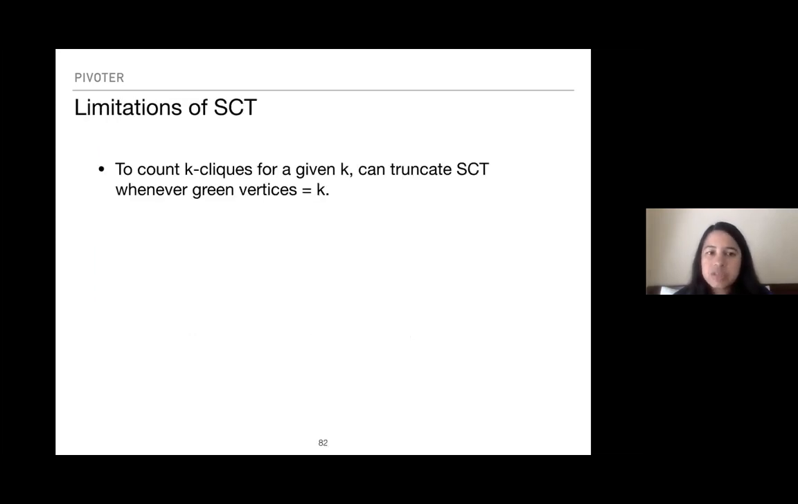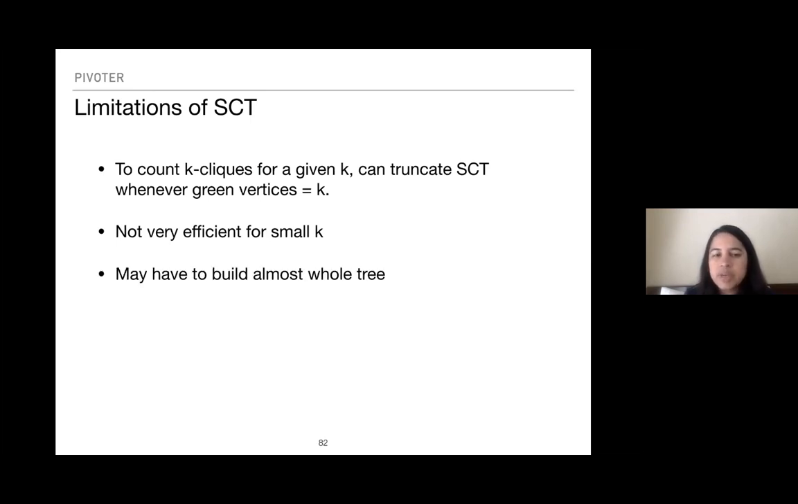There are some limitations of SCT. So if you're interested in counting the number of k cliques for a small k, in the case of Pivoter, what can happen is that we may have to end up discovering a significant part of the entire SCT before we are able to get the counts for this small k. So for small k, certain enumeration-based algorithms can actually end up performing better. But for larger k, those other algorithms are not able to count.